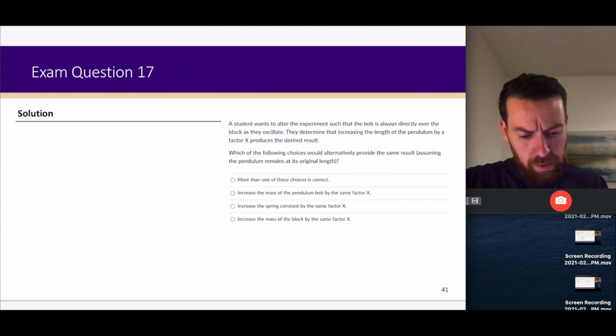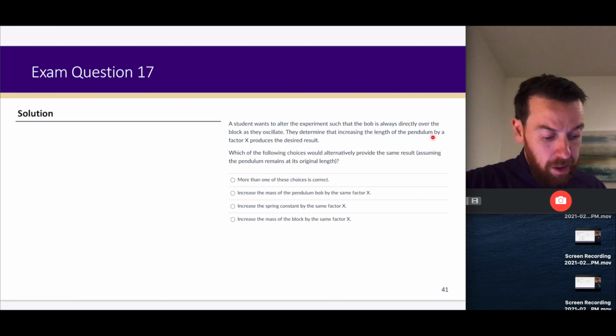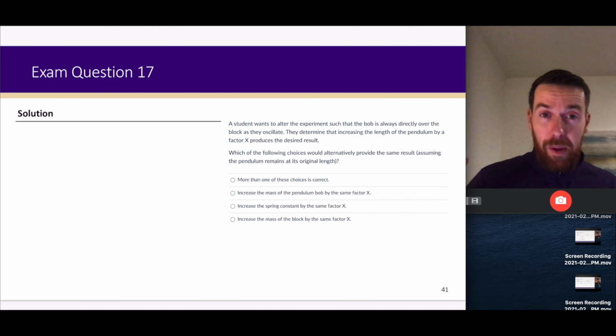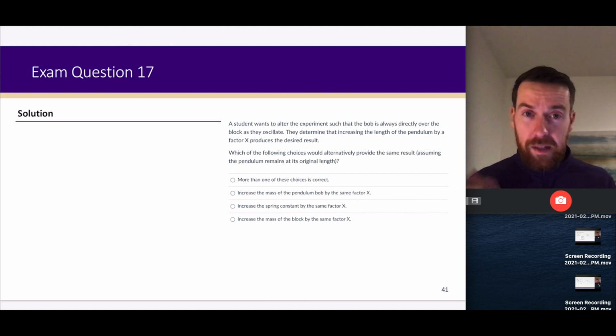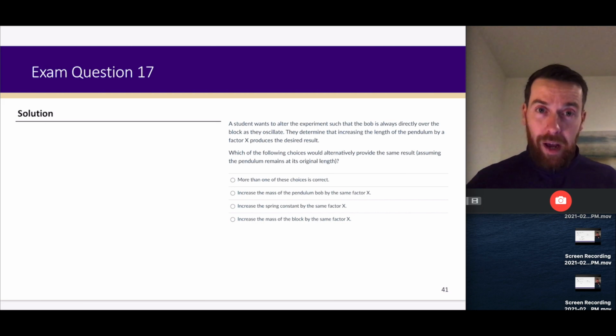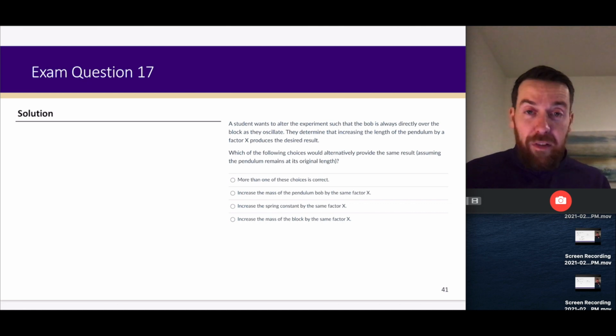Okay, so question 17 is the last question on the same context. The student wants to alter the experiment such that the bob is always directly over the block as they oscillate. To determine whether a decrease in the length of the pendulum or an increase in the length of the pendulum by a factor x produces the desired result, we can see that the pendulum's period is much shorter. So in order to increase the period of the pendulum to match that of the block, we'd have to increase the length. So we're going to increase the length by a factor x.